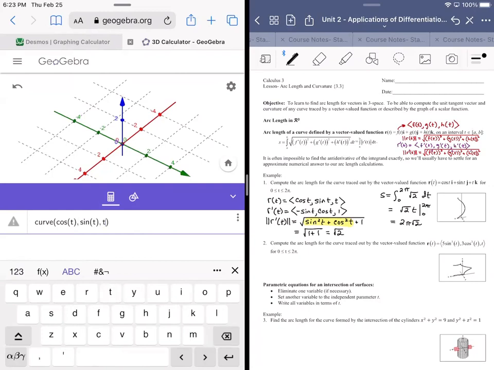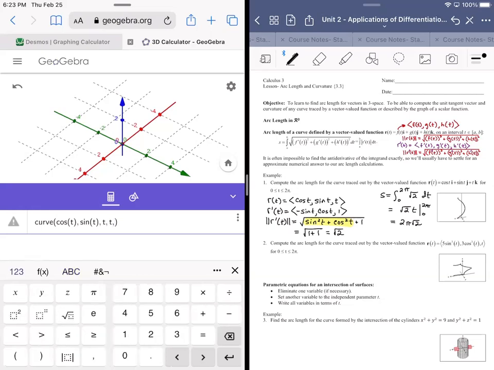So I have my 3 components in, cosine t, sine t, t. Now I have to define my variable as t and then give it a domain. In this case, we're only going from 0 to 2 pi, so you can put that in. You could put it in as decimal values. It's up to you. 0 to 2.